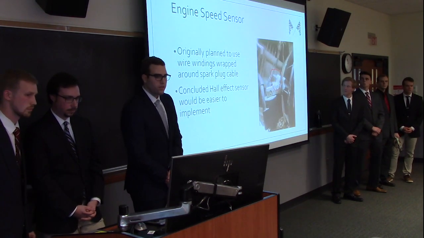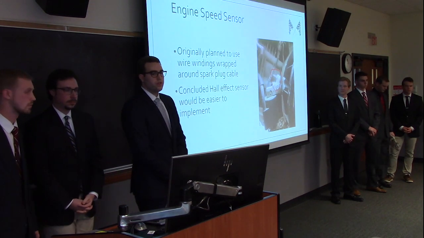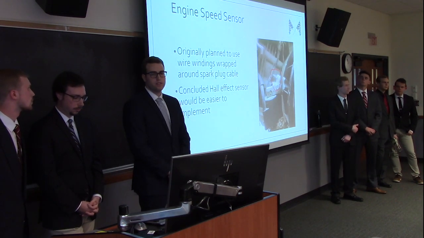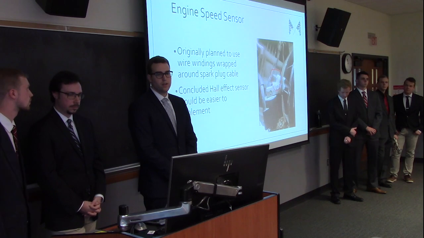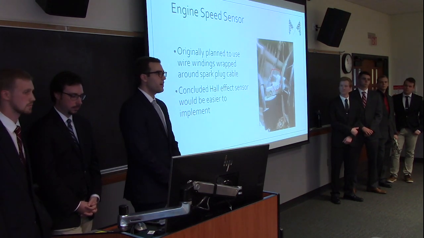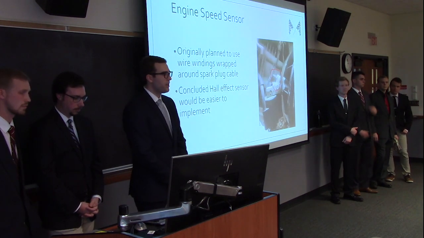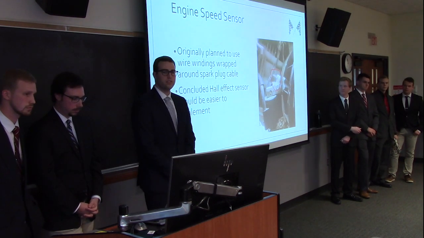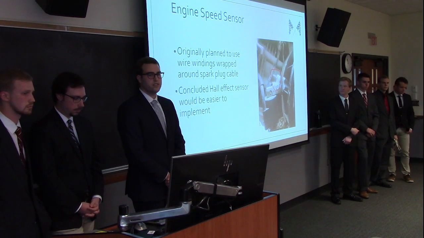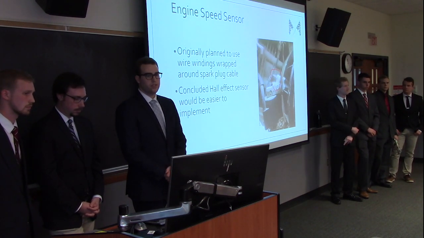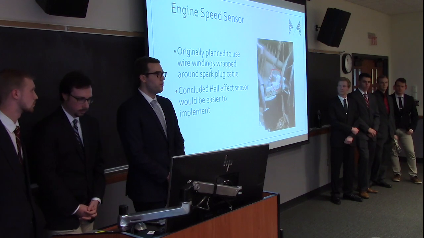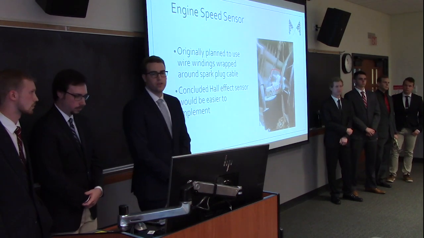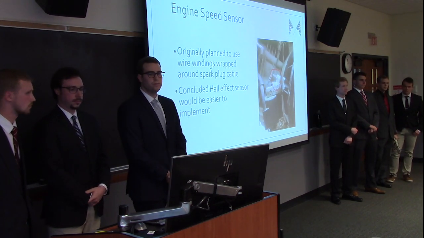Next slide. Now we'll talk about the engine speed sensor. The engine speed sensor, picture of it shown circled in red, is attached by a bracket right up next to the flywheel. We were originally planning to use wire windings wrapped around the spark plug cable and detect the current changes that way, but after extensive testing, we found that using this discrete Hall effect sensor would be simpler. It just acts as an on-off switch, so whenever the magnet's close to it, it flips on, whenever it's far away, it flips off. And again, we can count the number of revolutions and calculate the RPM.